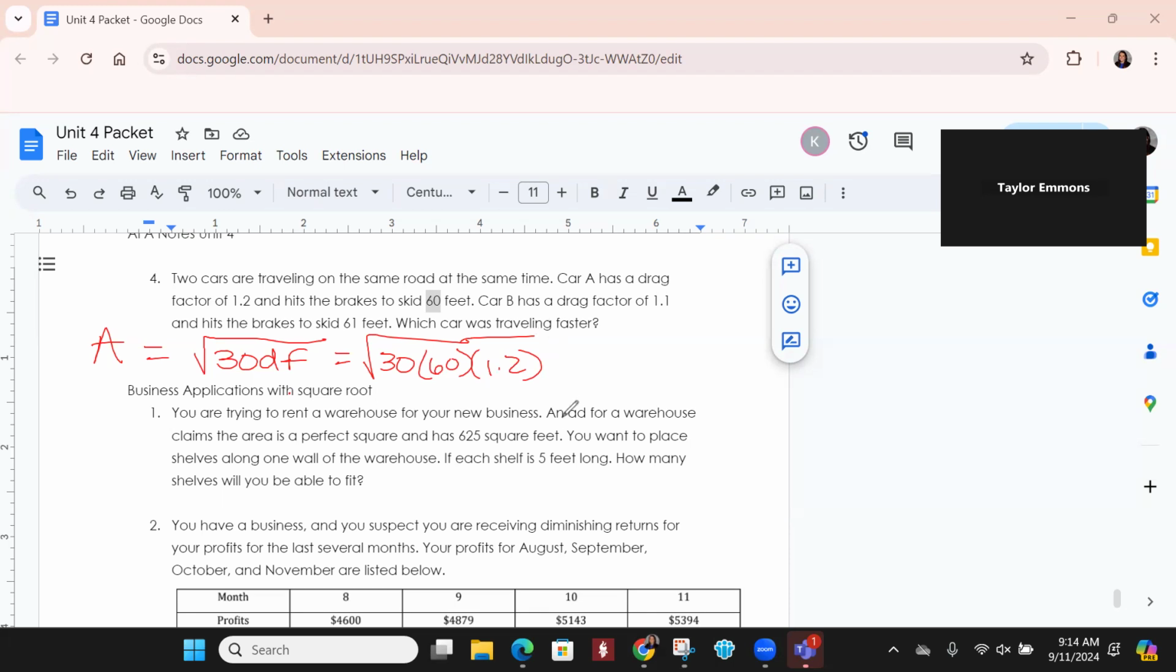What'd you get? That's 60. No, that's for car A. Oh yeah, that's car B. So when we plug this in, we're going to get 46.48 miles per hour. Can you do car B? Find how fast car B was going.